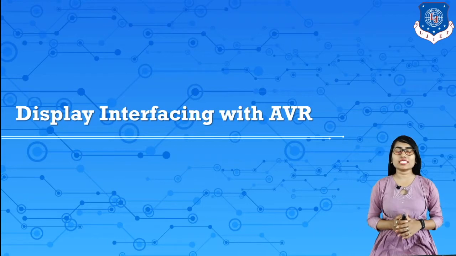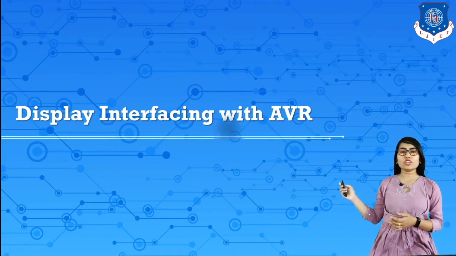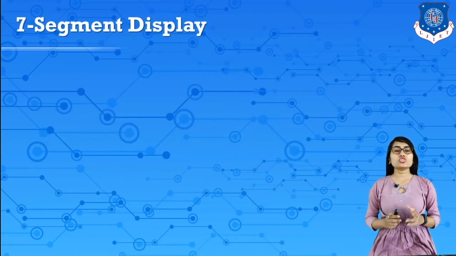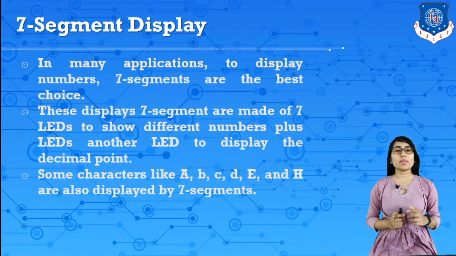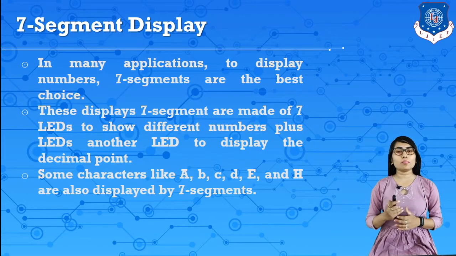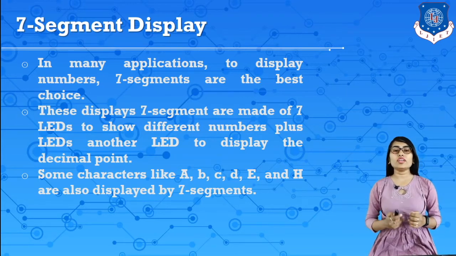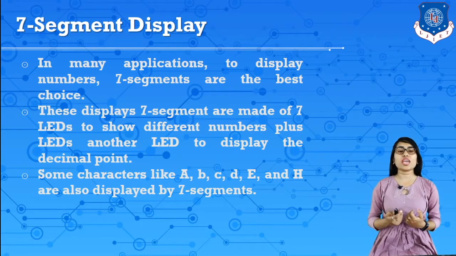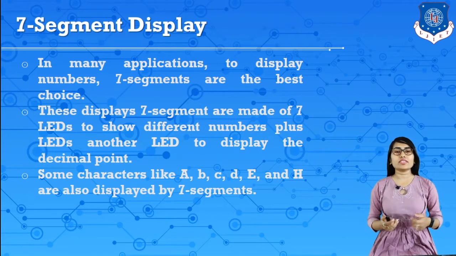Today we will discuss display interfacing with AVR. So let's start with what is a display. The 7-segment display: in many applications to display numbers, 7 segments are the best choice. This display is made of 7 LEDs to show different numbers, plus another LED to display the decimal point. Some characters like A, B, C, D, E, H are also displayed by the 7-segment LED.